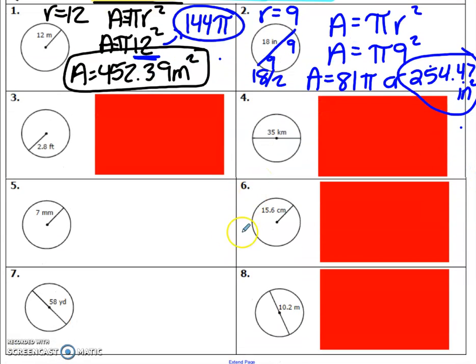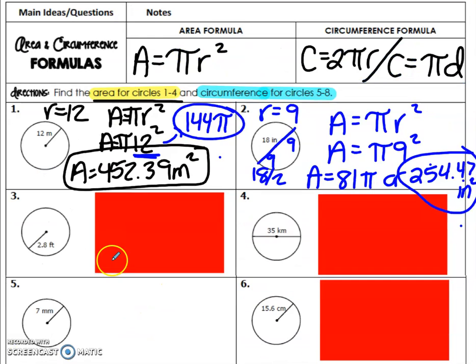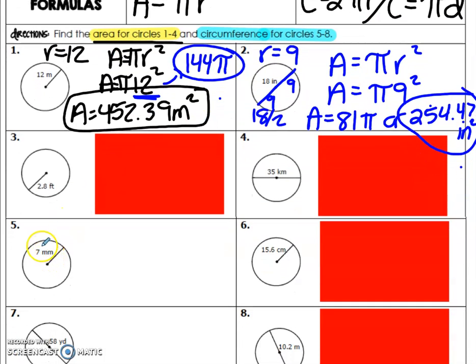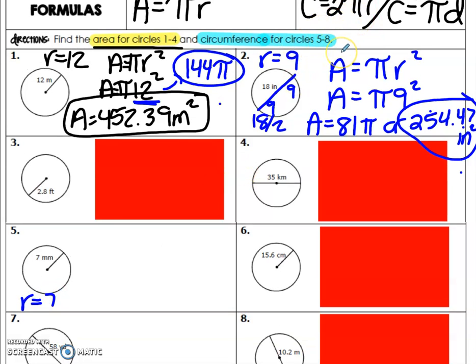So let's jump down here to 5 and 7. And the directions again said for 5 through 8 to find the circumference. So I'm going to use one of these two formulas. On number 5, you can see that they gave you the radius. So I'm going to use this first formula, C equals 2 pi r. So my radius is 7, so I'm going to substitute that in. So C equals 2 pi 7.